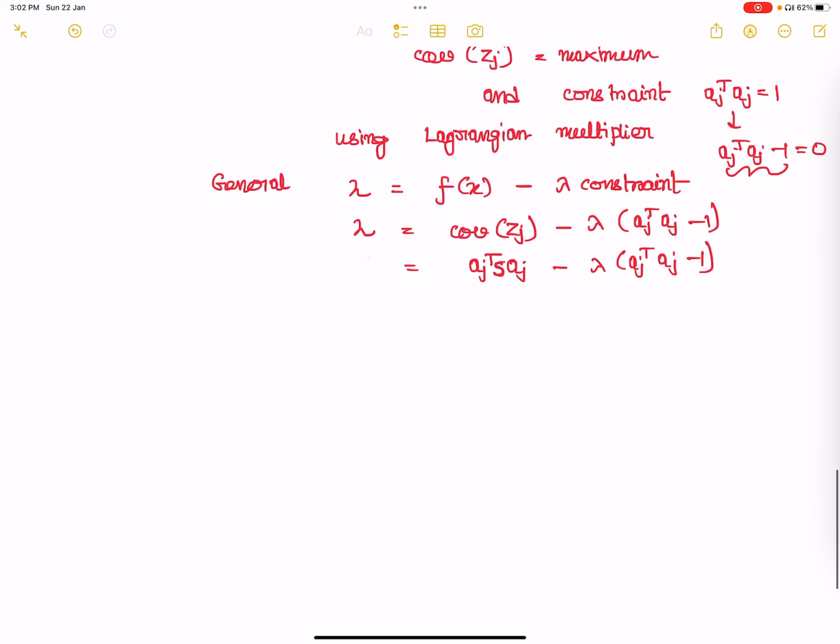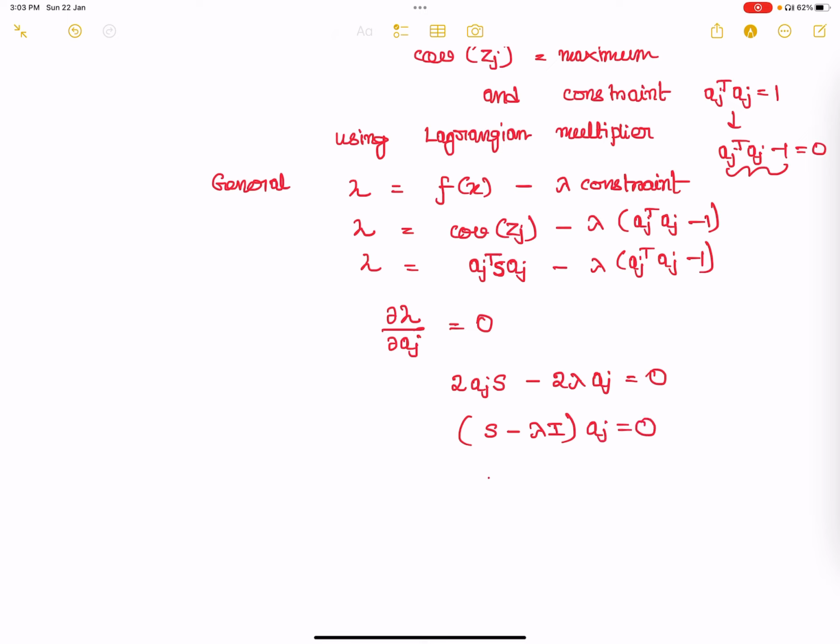Now, we maximize this Lagrangian with respect to aj. Why? Because for what value of aj is this Lagrangian maximized? In any maximum or minimum condition, the derivative should be equal to 0. So if you differentiate it, it comes out to be 2 aj S minus 2 lambda aj equal to 0. Ultimately, we get (S minus lambda I) aj is equal to 0.